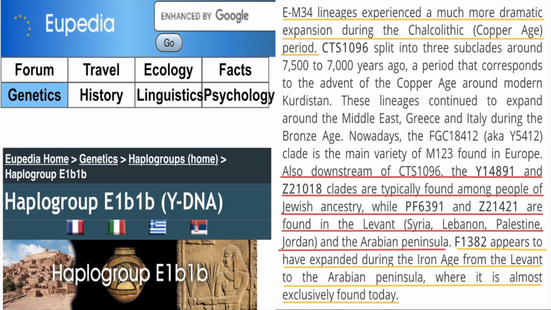E-M34 lineages experienced a much more dramatic expansion during the Chalcolithic Copper Age period. Also downstream of CTS1096, the Y14891 and Z21018 clades are typically found among people of Jewish ancestry, while PF6391 and Z21421 are found in the Levant, specifically Syria, Lebanon, Palestine, Jordan, and the Arabian Peninsula. F1382 appears to have expanded during the Iron Age from the Levant to the Arabian Peninsula, where it is exclusively found today.